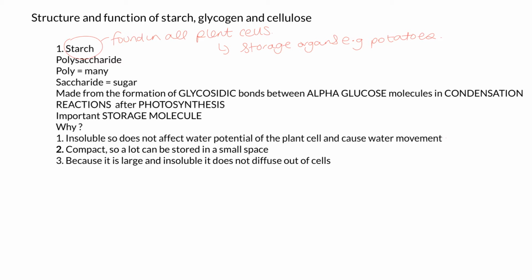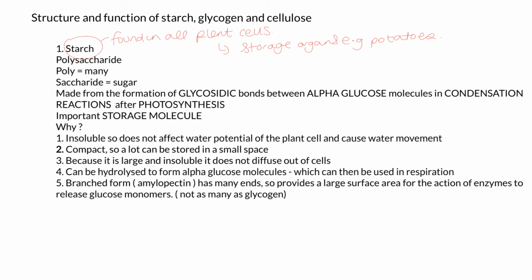Now, one good thing about starch is because it's got these branches, it means that it's got lots of end points, and that means that there are lots of points on which enzymes can act to break off the alpha glucose molecules to allow it to be used in respiration, meaning that it's a very rapid release of glucose molecules, so a fast energy release from the starch. Starch is never found in animal cells, it's only found in plant cells.